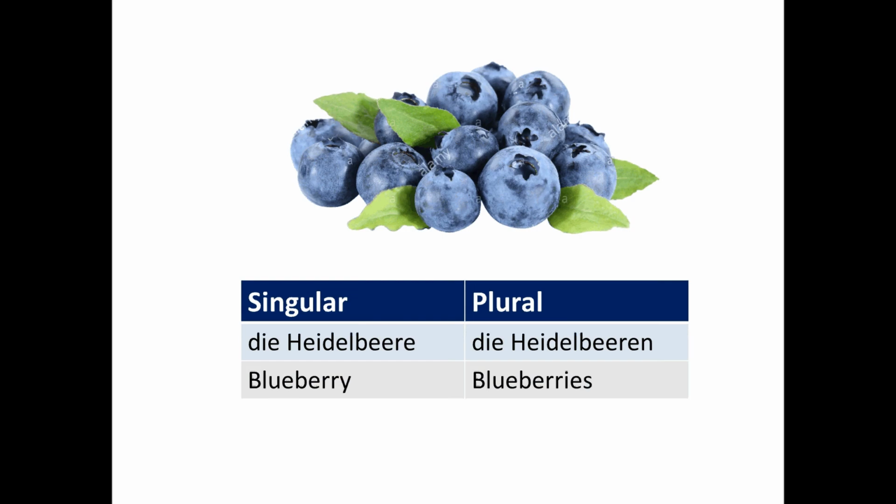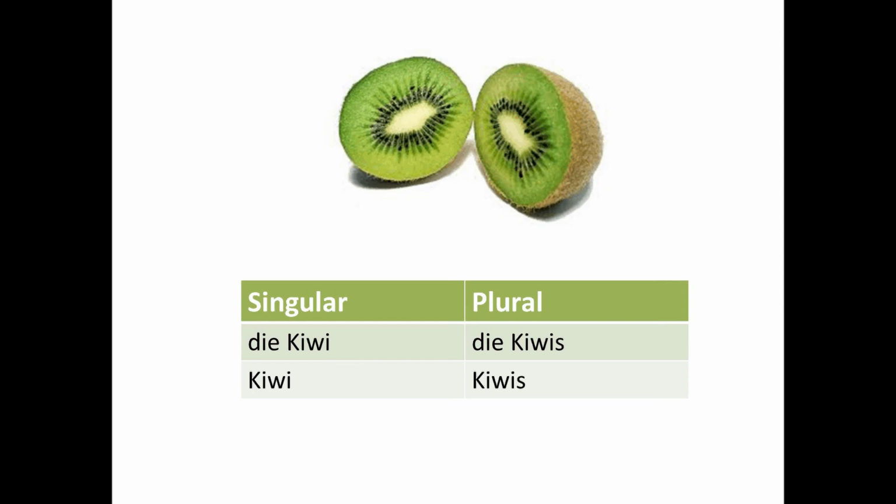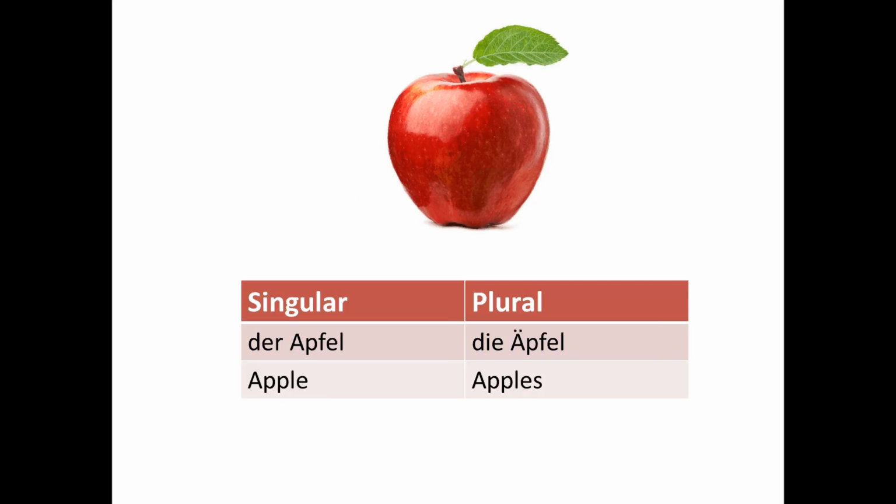Here we have the Heidelbeere. The Heidelbeere means blueberry. The Heidelbeeren, blueberries. The kiwi. Yes, English is also kiwi, and plural is the kiwis. And in English, the plural is also kiwis. Easy, guys, right? Then we have der Apfel.